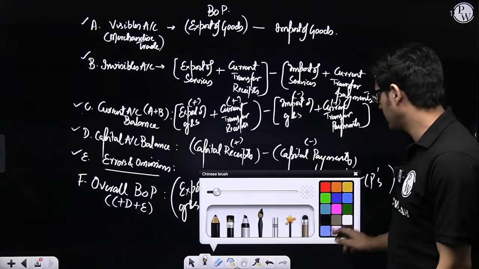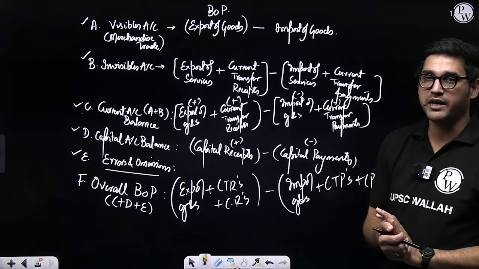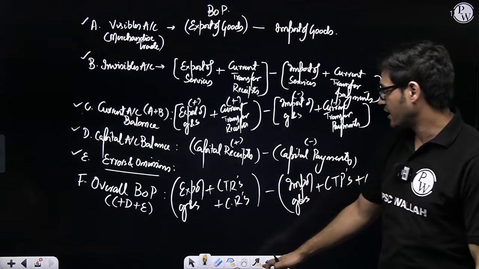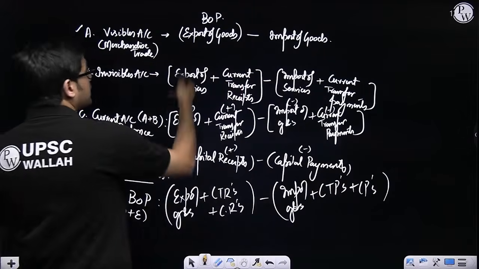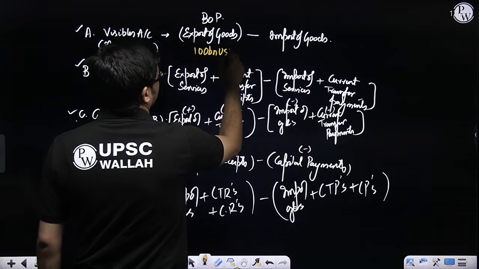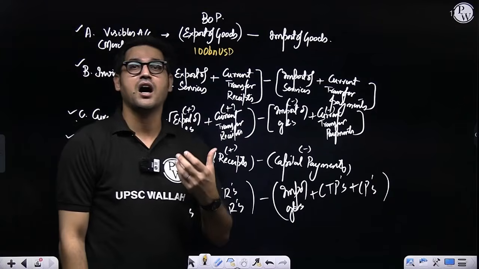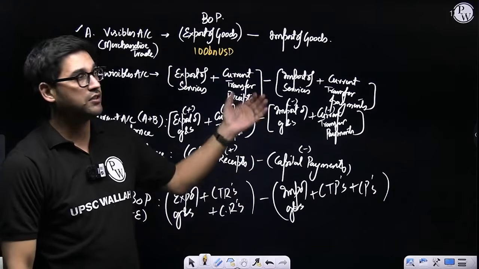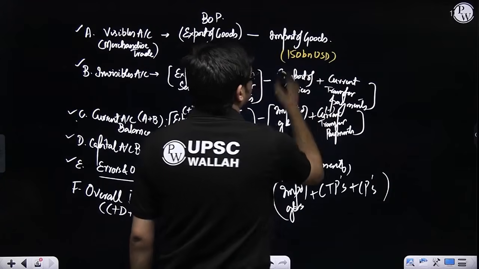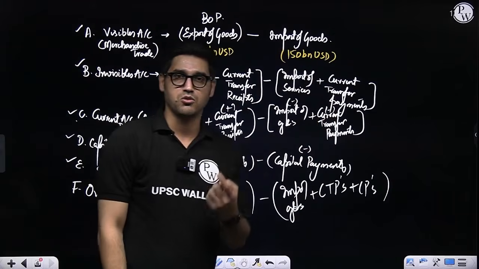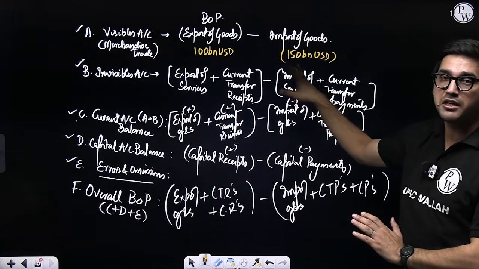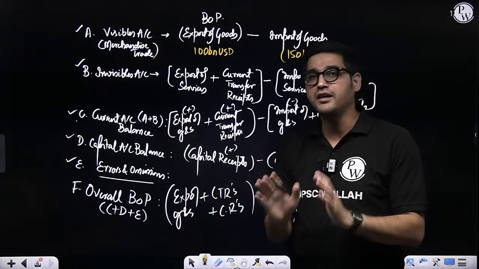We can take a scenario to talk about what is meant by a BOP surplus, BOP equilibrium, or a BOP deficit. Consider a scenario where the export of goods this year was 100 billion US dollars. We also imported goods worth, let us say, 150 billion US dollars. For example, India's major import heads include gold and crude oil. This year, we imported goods worth 150 billion dollars, while we exported goods worth 100 billion US dollars.